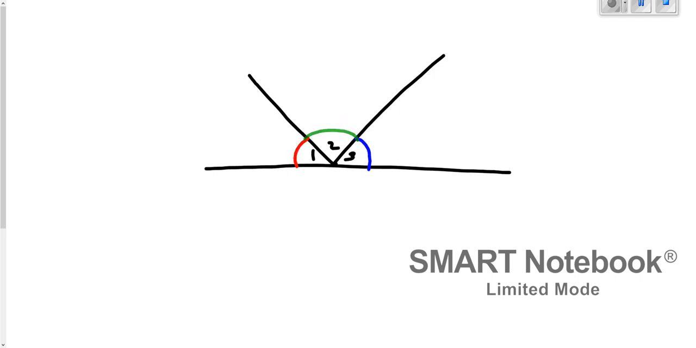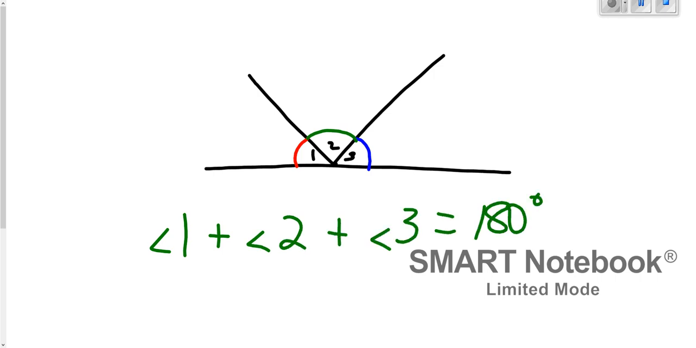And again, that's why I like drawing those angle marks. That's how I show my classes. I tutor high school geometry, and that's how those teachers showed their classes. When I took college geometry, same thing. You draw these angle markers. And it's important because angle 1 plus angle 2 plus angle 3 equals 180 degrees.